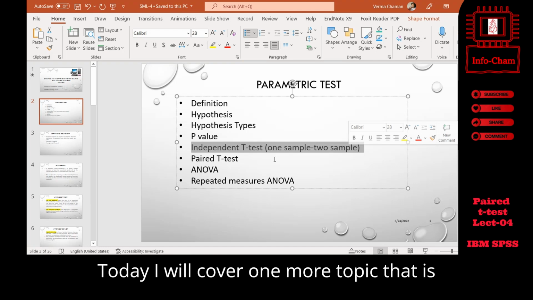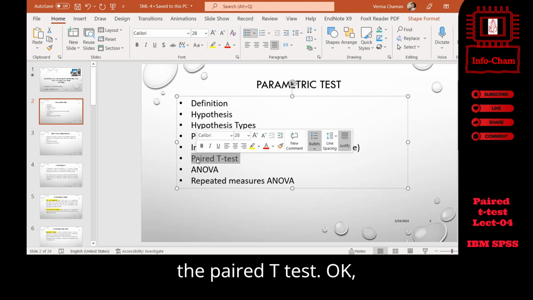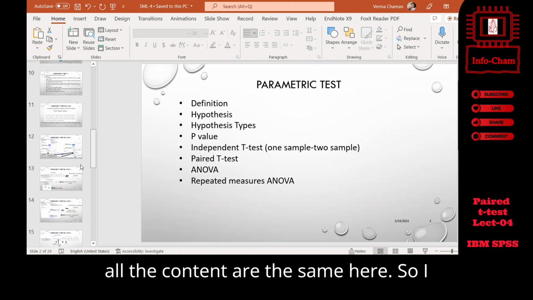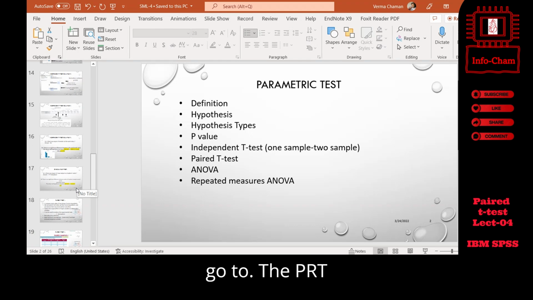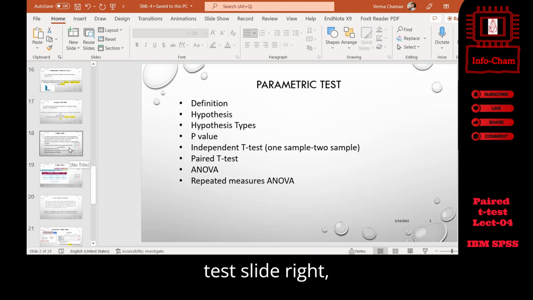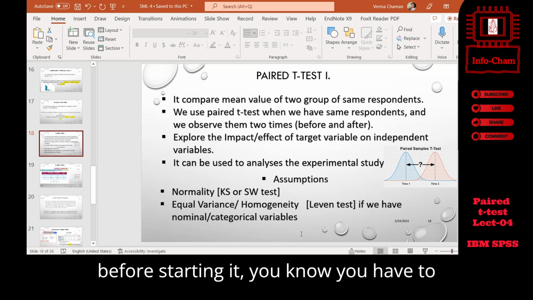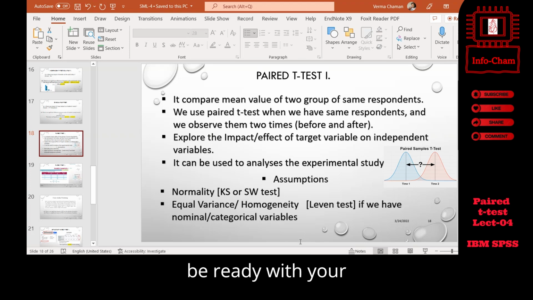Today I will cover one more topic, that is the paired t-test. Okay, paired t-test. All the content are the same here. So I go to the paired t-test slide, right? I will talk about the paired t-test, but before starting it, you have to be ready with your tool.